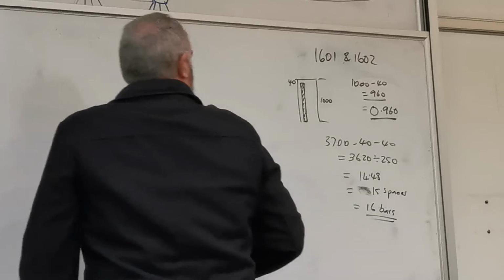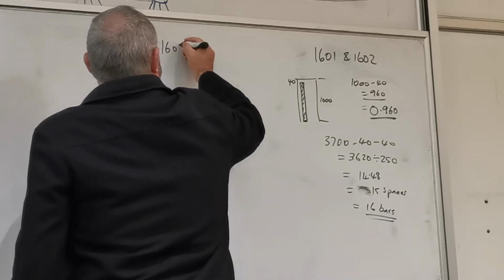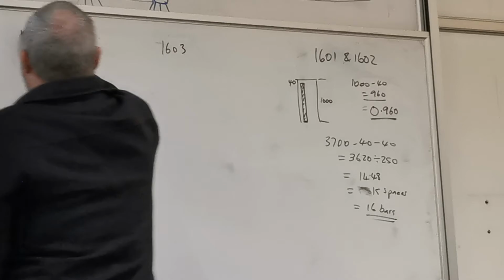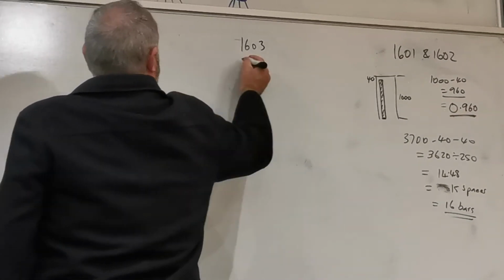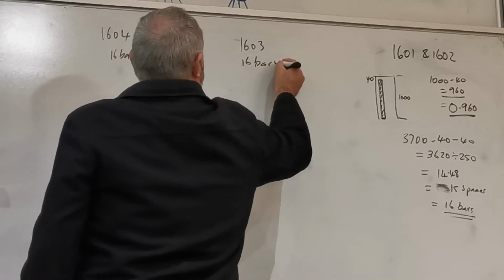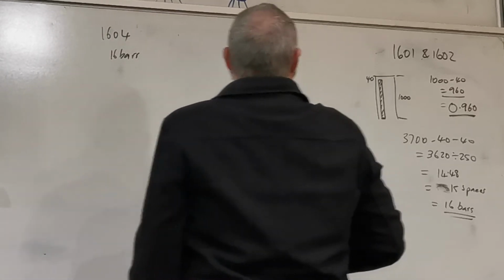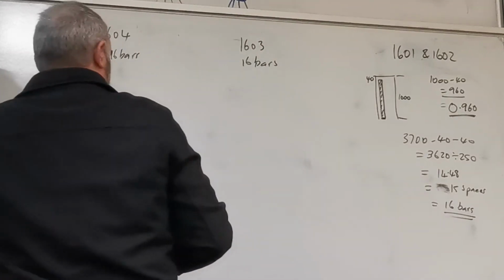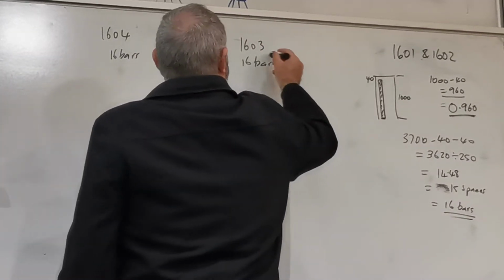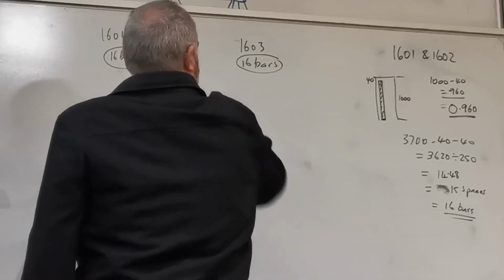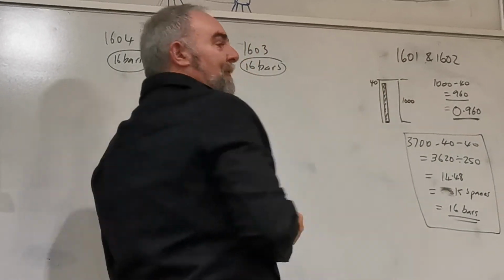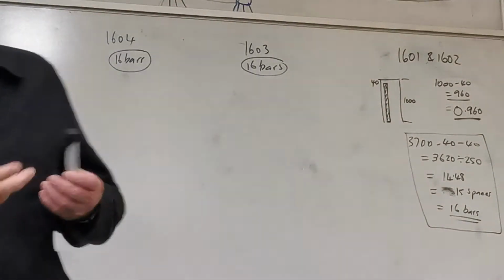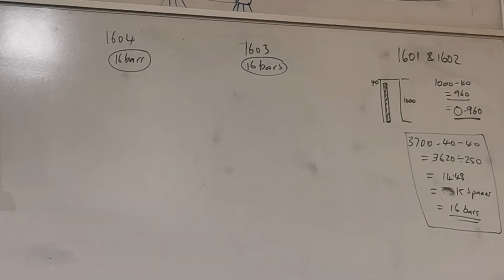Now the good thing about that is, when we do 1603, 1604, we can say there's 16 bars there, there's 16 bars here, because they all overlap onto each other, and there's 16 bars on 1605 as well. So that number that we just calculated is really important in this particular reinforcing example. So get it right, and there's a chance you might get 2 or 3 questions right. Get it wrong, and you're possibly going to get all 3 wrong.